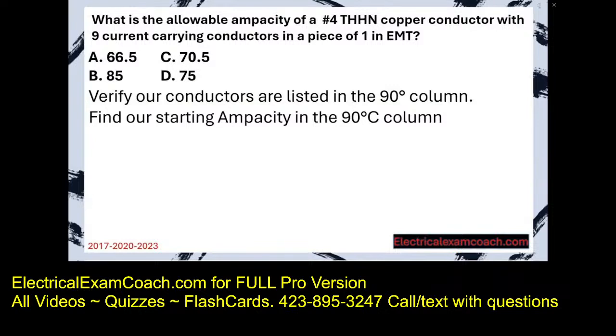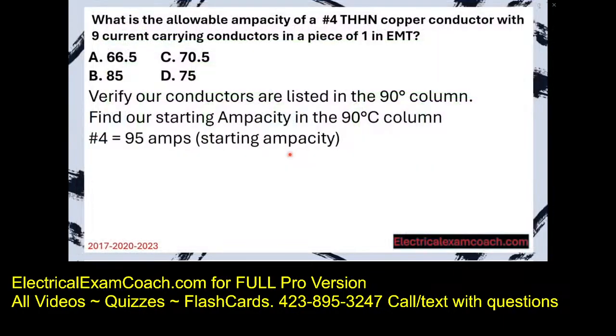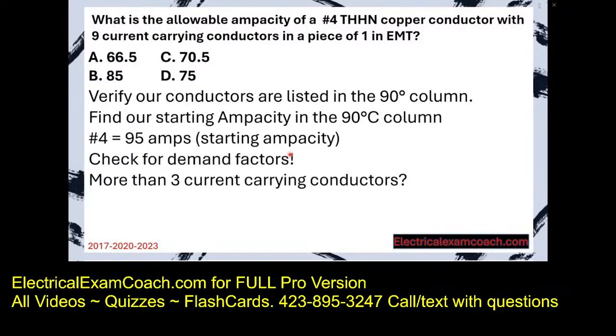Now, we're going to find our starting ampacity in the 90 degree C column. We head to our primary ampacity table. It's wanting a number 4 conductor, so we start on the left-hand side. We're going to come over and we're going to tee off with the 90 degree C column, and we're going to find out that it is 95 amps. That's our starting ampacity. Now, we must check for demand factors. Are there more than 3 current carrying conductors? There are, so we must apply the demand factor.